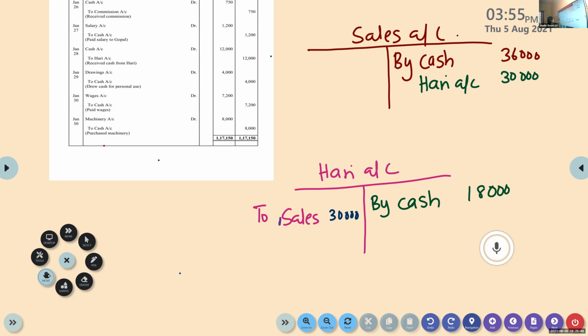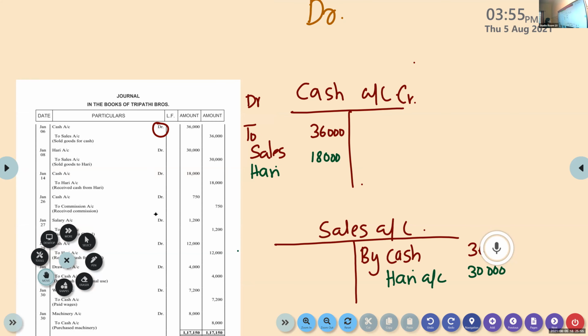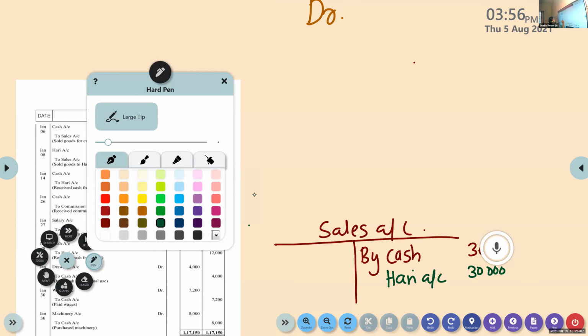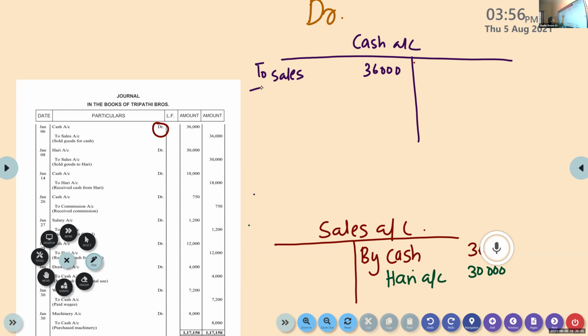Now, the next one. What is the next one? Cash account debtor to commission. Just a second. Let me make my cash account a little bigger. Cash account to sales. How much? 36,000. To Hari, 18,000.